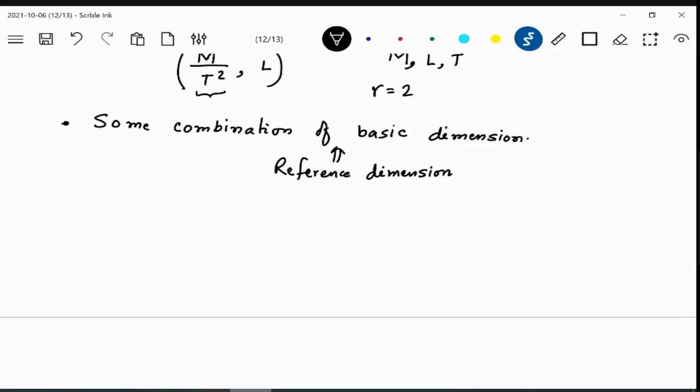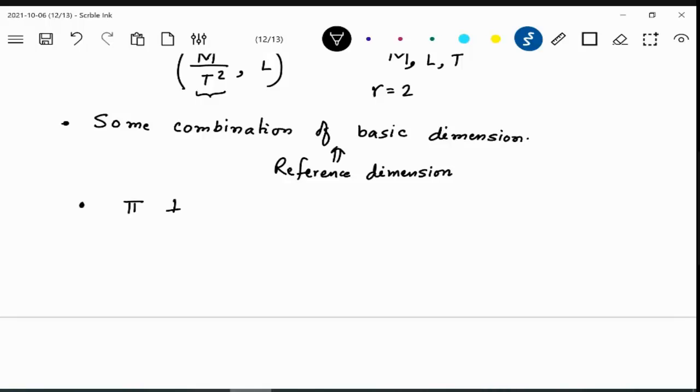Now, how do we apply this pi theorem? There are different steps, and we will discuss them. But to find pi terms, that is the dimensionless terms, each term must be dimensionless. The combination of variables results in a dimensionless product. It must be independent and it must be right in number. So three things are important.